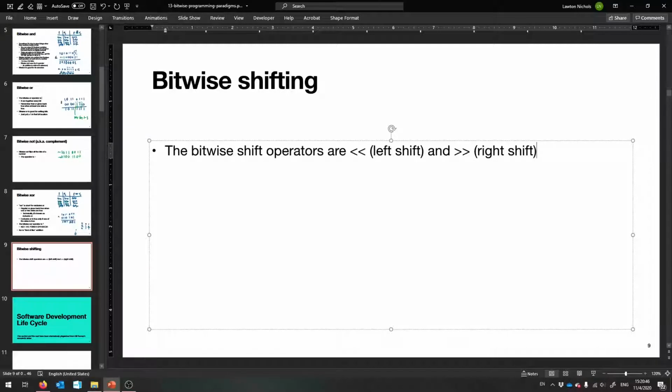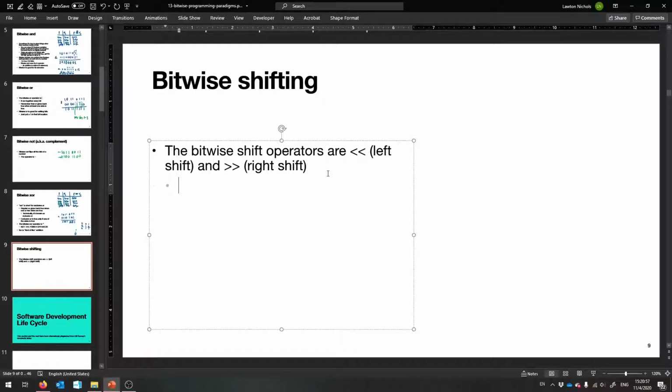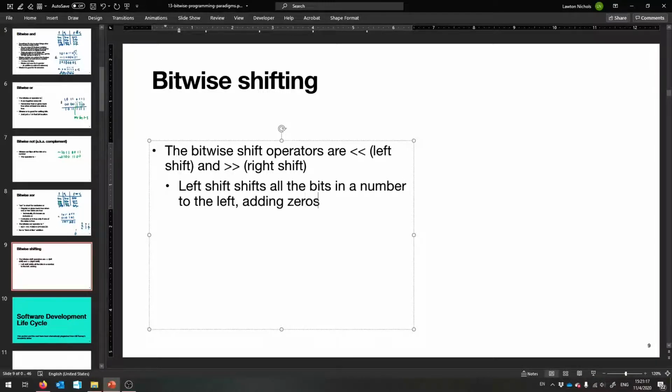They do take two numbers, but the second number doesn't do what it has been doing. What they do is they shift to the right or to the left. Left shift makes more sense, so let's talk about that. Left shift shifts all the bits in a number to the left, adding zeros.